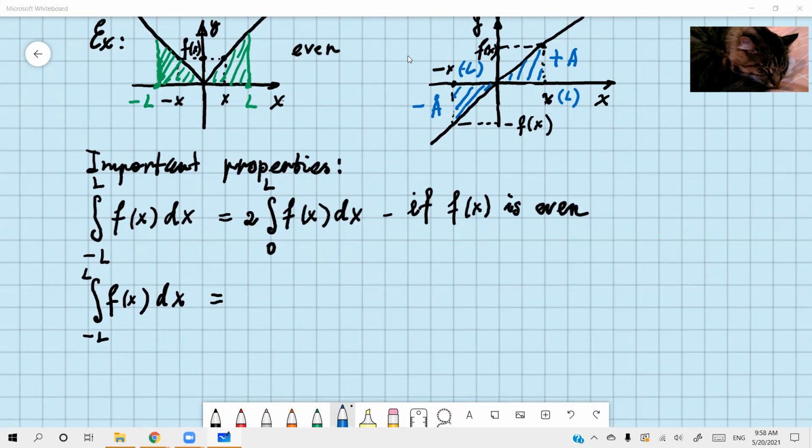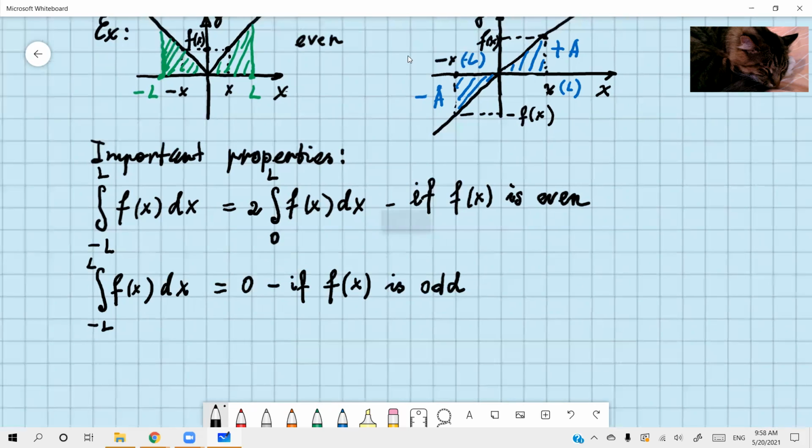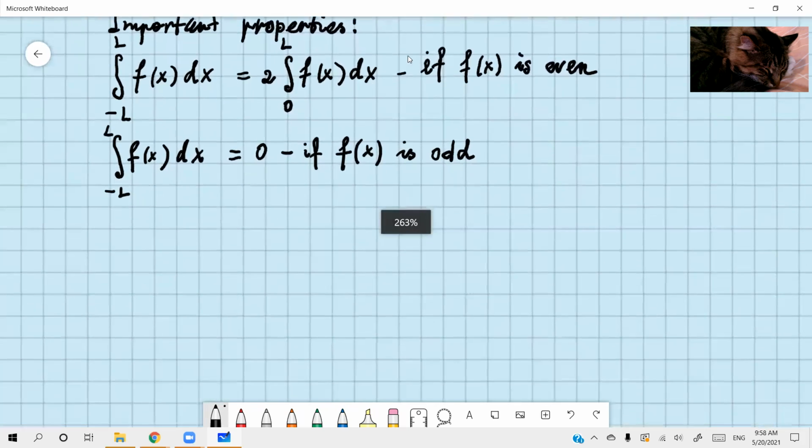Well, let me finish the equation: that integral is equal to 0 if f of x is odd. When the integral is equal to 0, it's always nice, right? You don't need to integrate it. Well, now we are going to talk a little bit about more complicated functions.